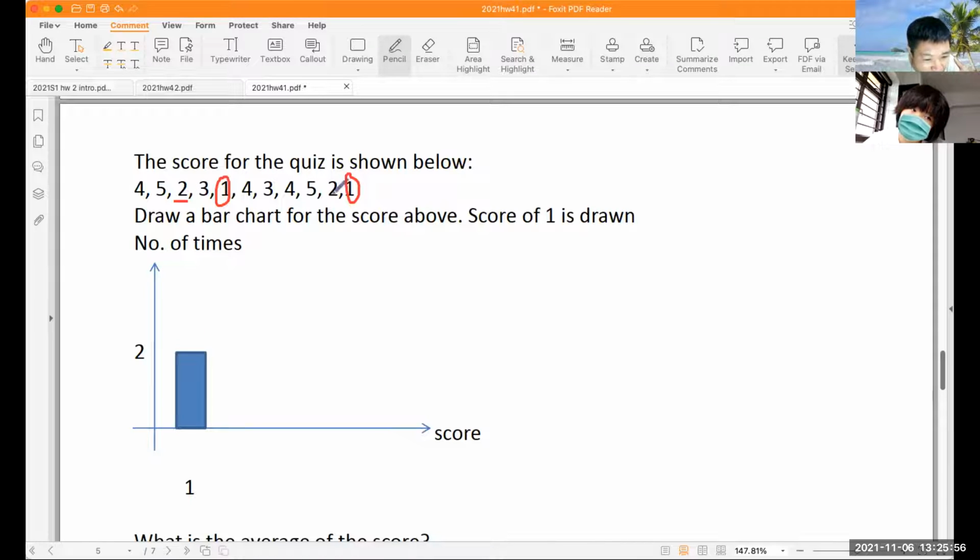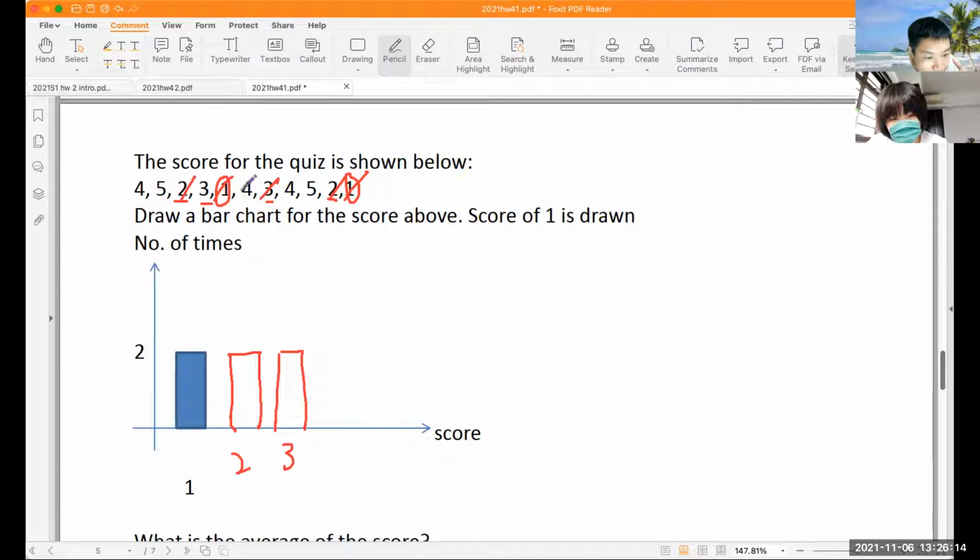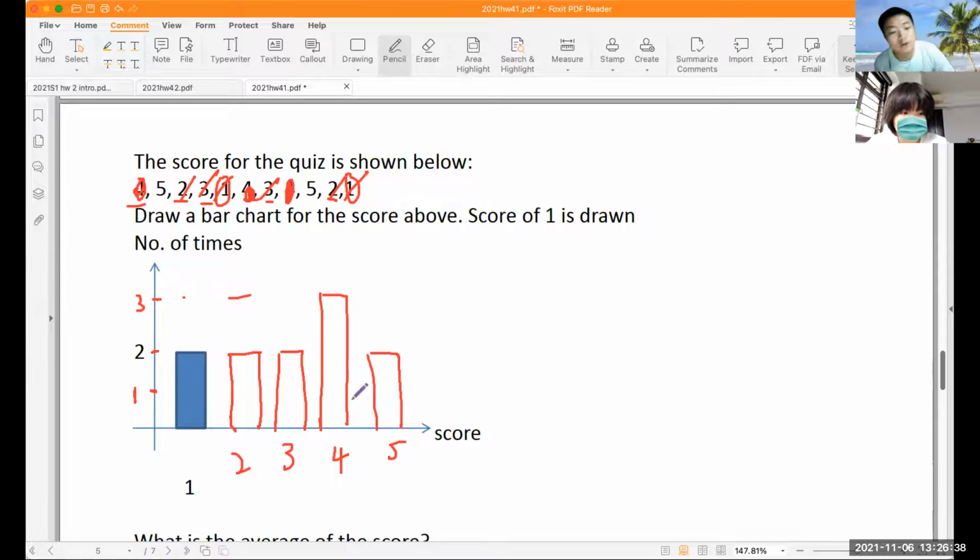So how many 2 do you have? 1, 2. You have 2, 2. Done. You have how many 3? 1, 2. You have 2, 3 as well. Done. You have how many 4? 1, 2, 3. You have 3, 4. So this is called a bar chart. So 5, 2, 5. Okay, good. I finished the bar chart already.